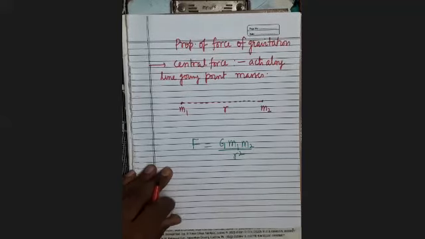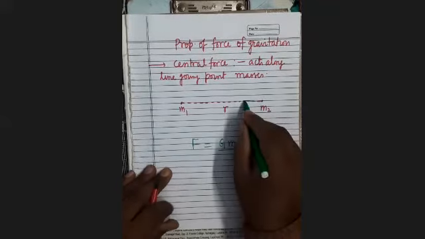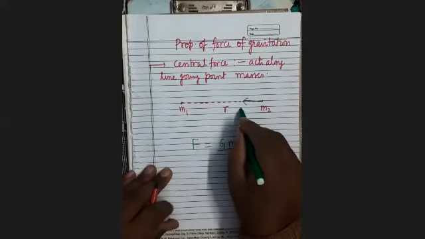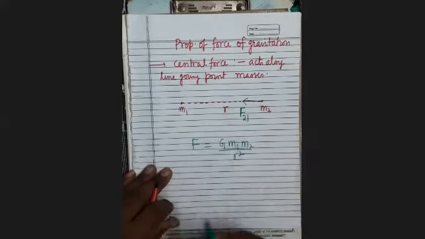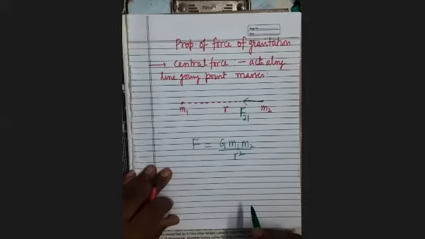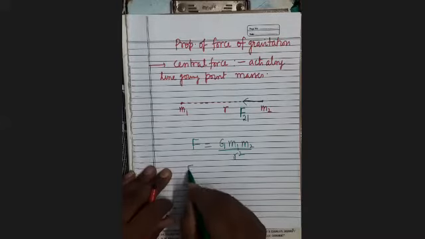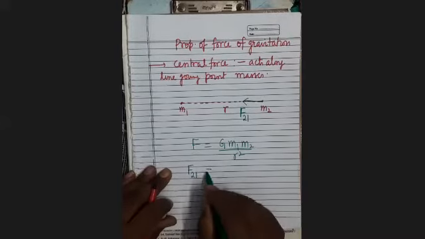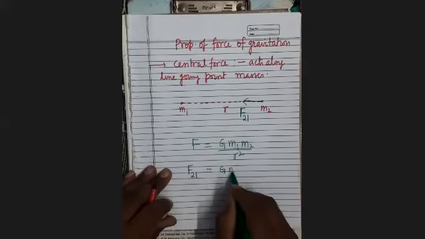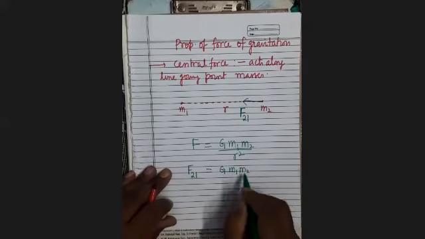But what will be the direction? The direction will be this. This we can represent as F21. Now see here, how will you write it in the vector form? In vector form, F21 will be equal to G m1 m2 upon r square.